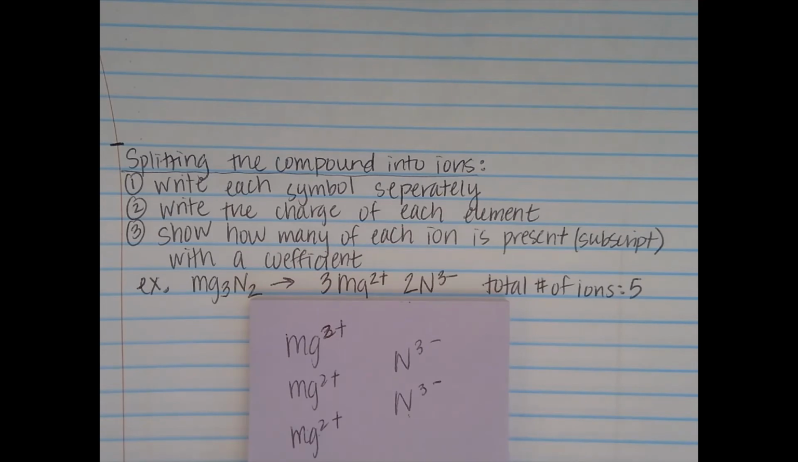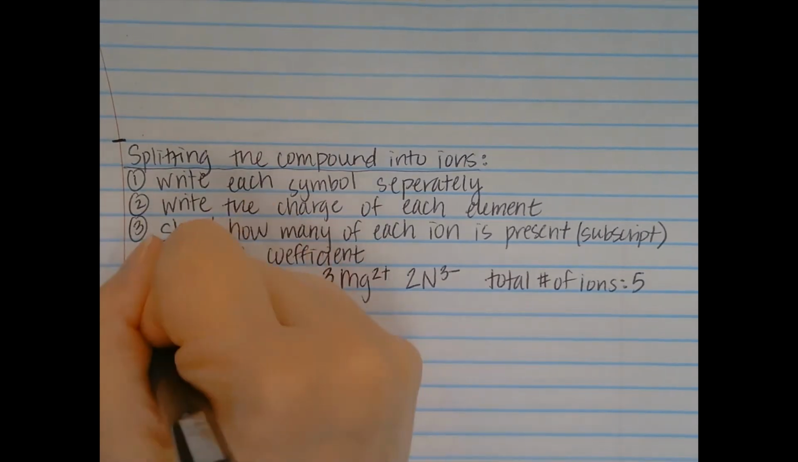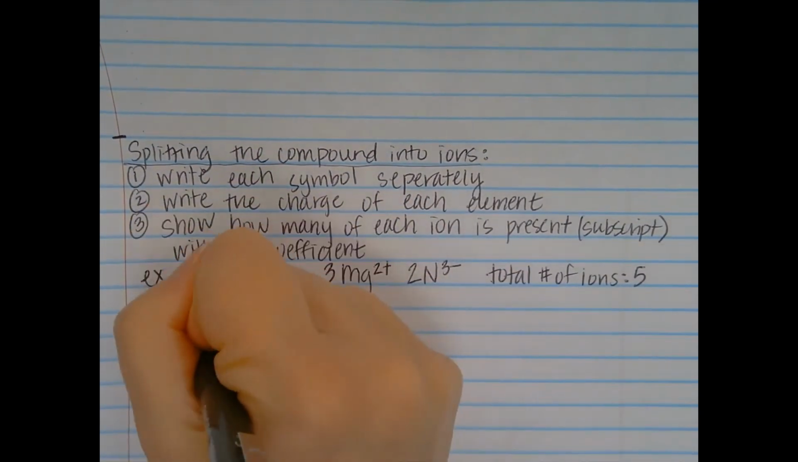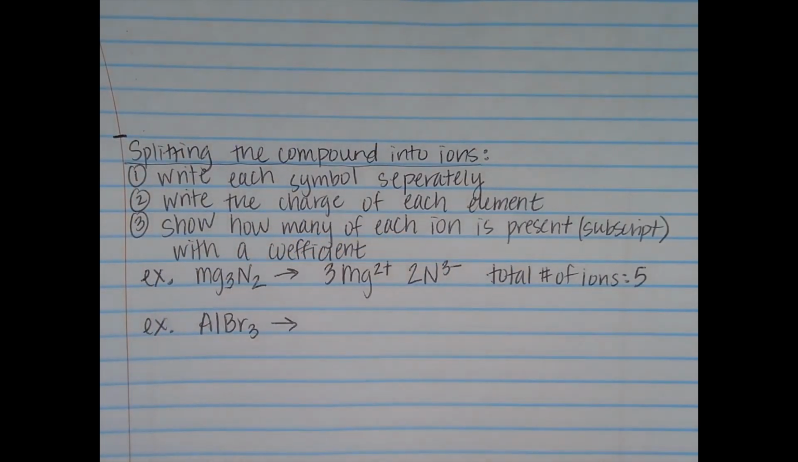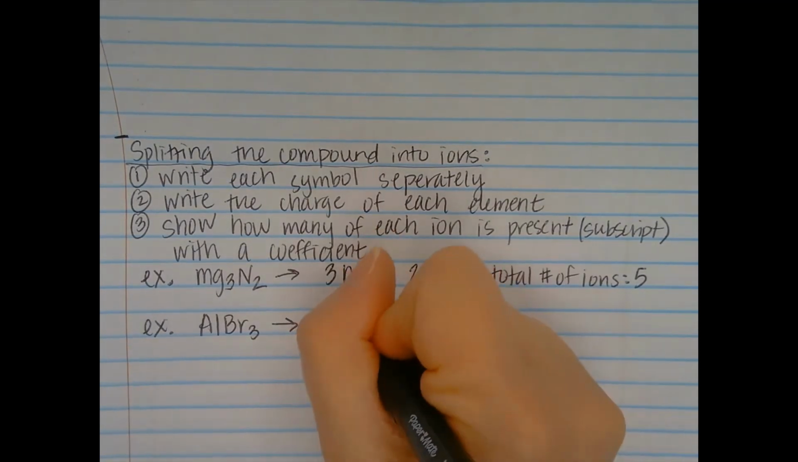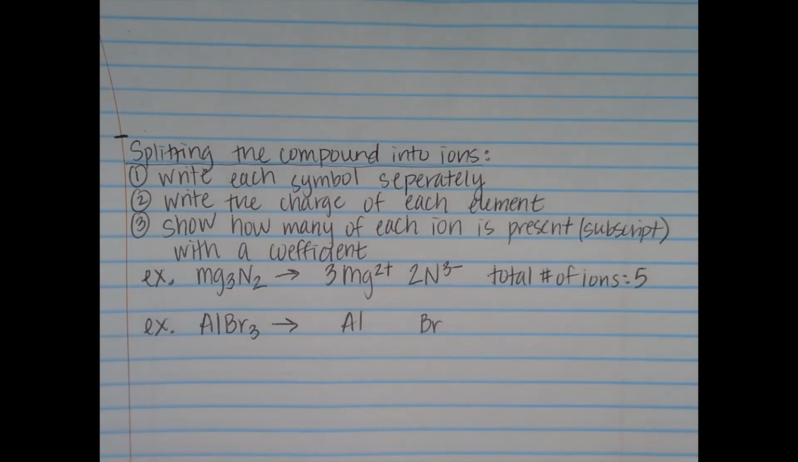So it's kind of like we're uncrisscrossing, right? Let's do another one. Here we go. AlBr3. We're going to split this up. Step 1, write each symbol separately. So that's aluminum. And then bromine, or bromide, is the name of the ion.